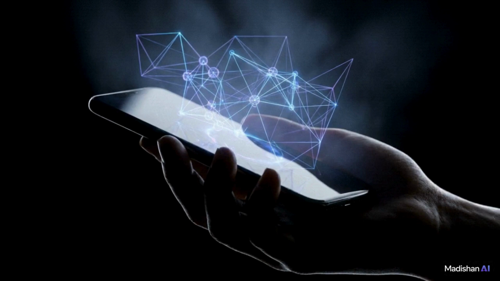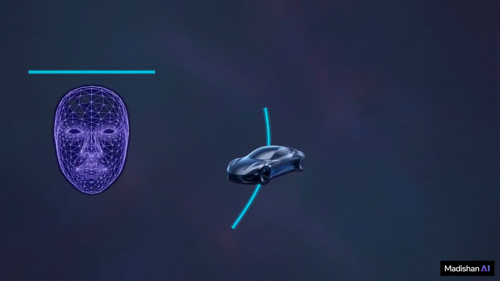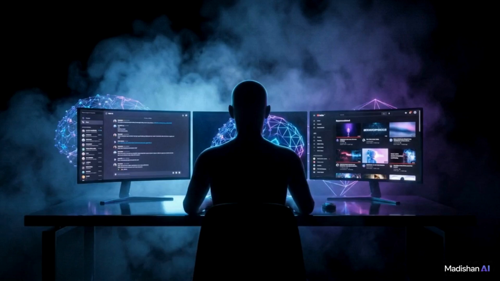This architecture is already embedded in the tools we use every hour of the day. It powers the facial recognition on your phone, the navigation in self-driving cars, and the algorithms that suggest what you should watch next. These hidden neural layers are now the primary way we interact with information.